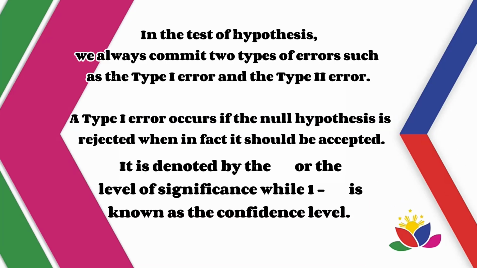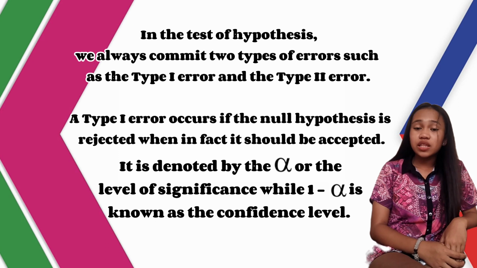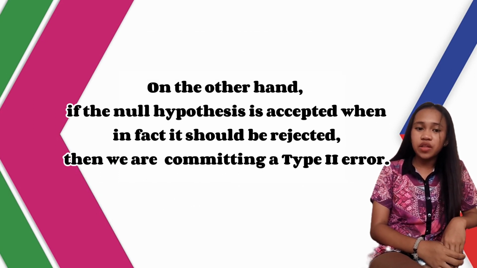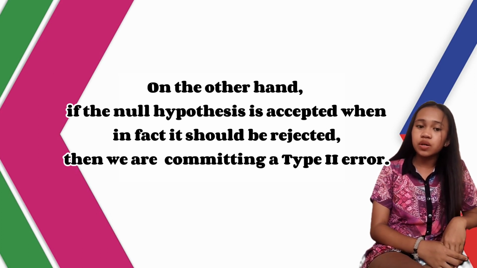Types of errors. In the test of hypothesis, we always risk committing two types of errors, such as the type 1 error and the type 2 error. A type 1 error occurs if the null hypothesis is rejected when in fact it should be accepted. It is denoted by alpha, the level of significance, while 1 minus alpha is known as the confidence level. On the other hand, if the null hypothesis is accepted when in fact it should be rejected, then we are committing a type 2 error.